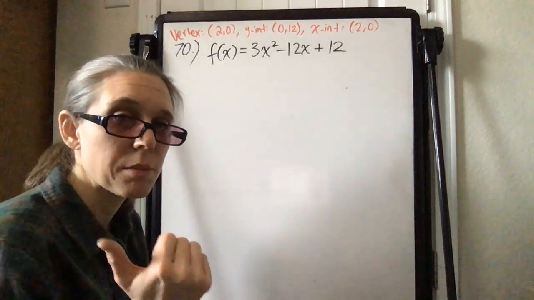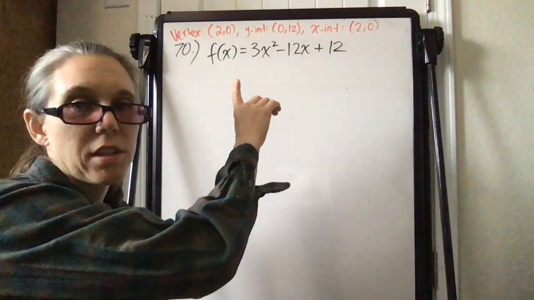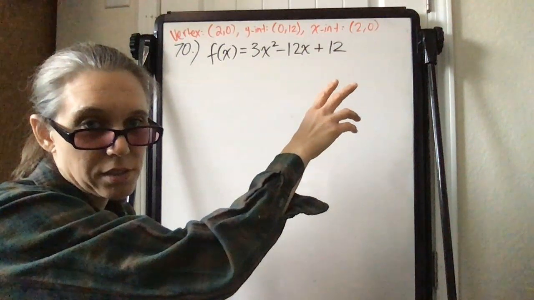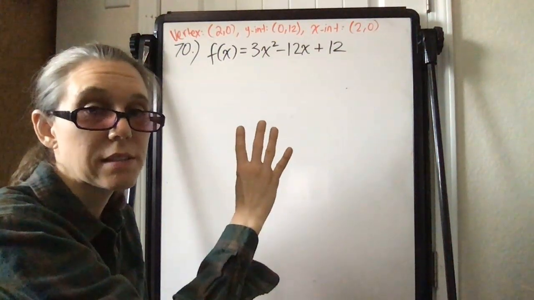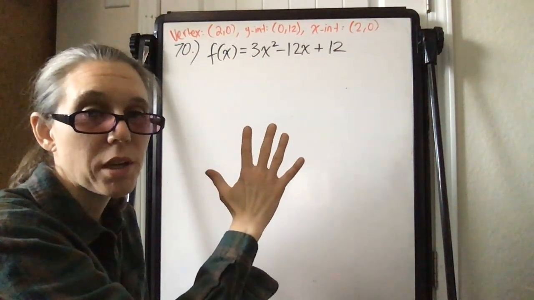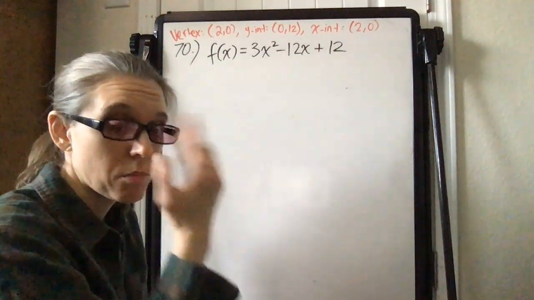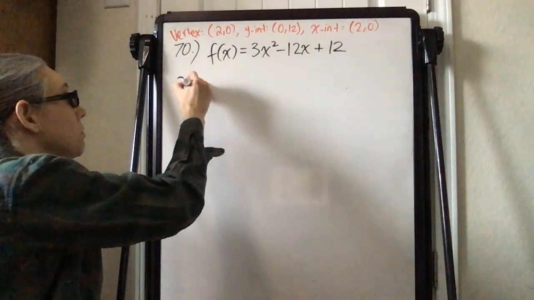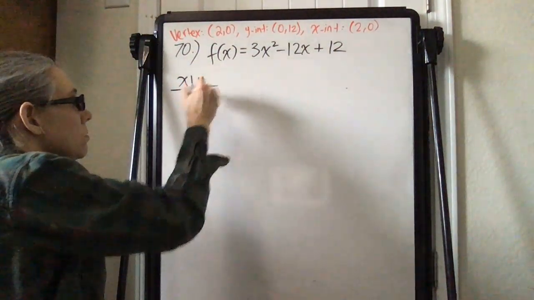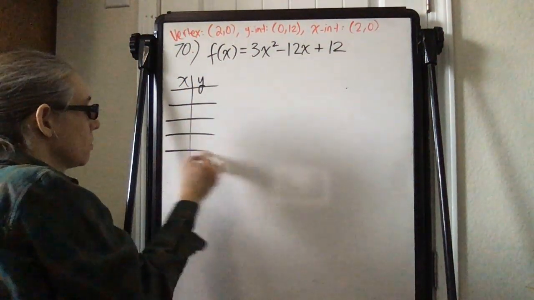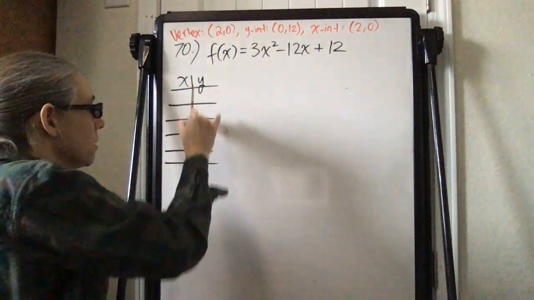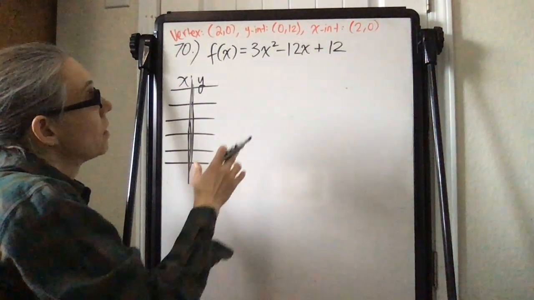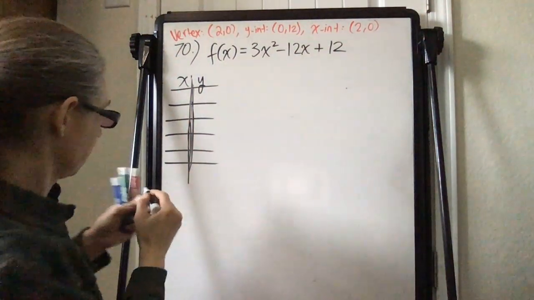When you graph number 69, after finding the vertex, the y-intercept, and the x-intercepts, you'll already have 4 points, and you can find the 5th point through symmetry. Otherwise, if you have fewer points, then you need to make an xy table. The middle point is always going to be your vertex.